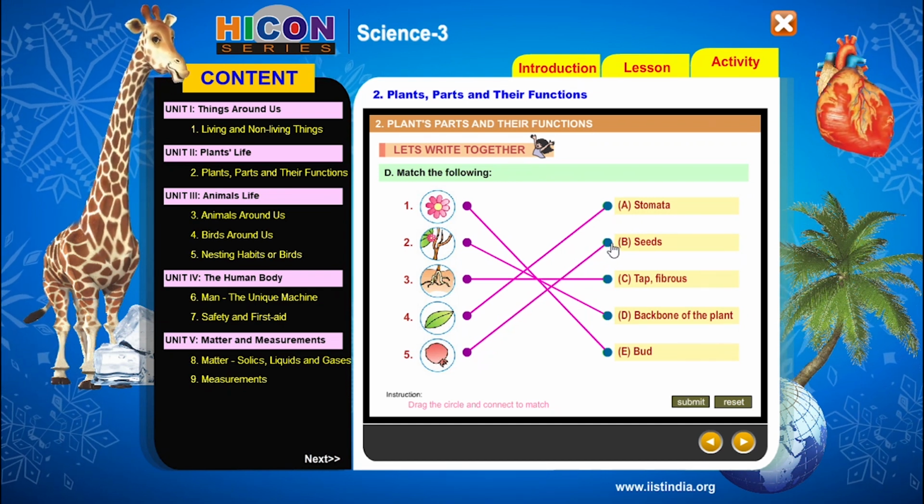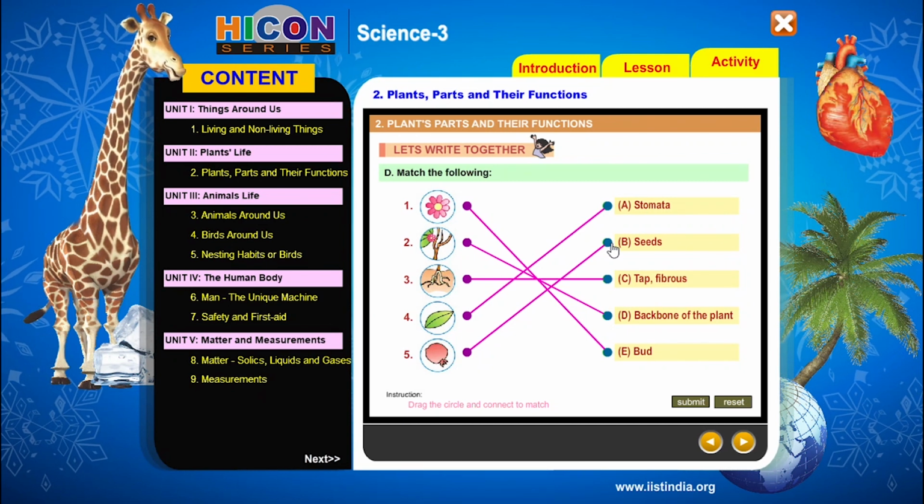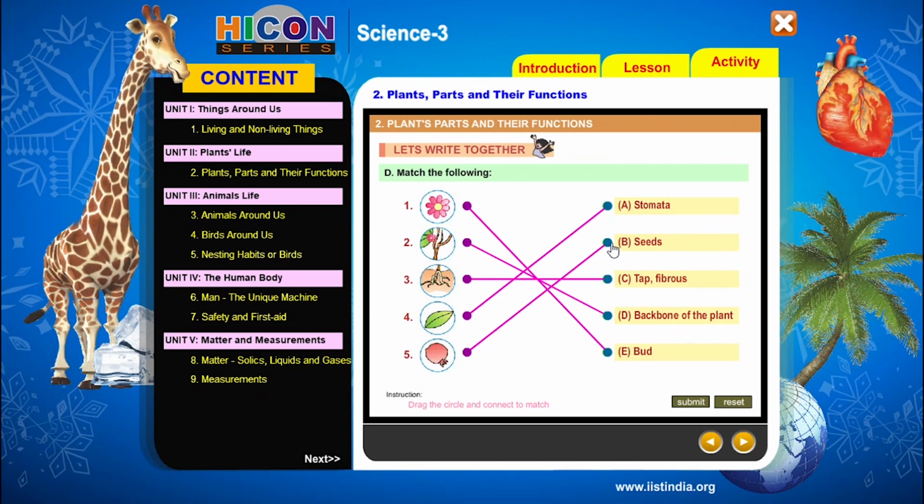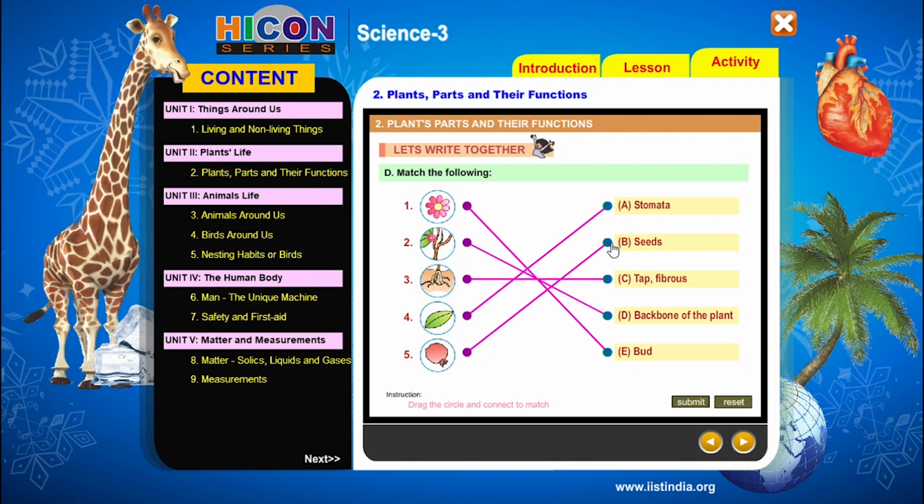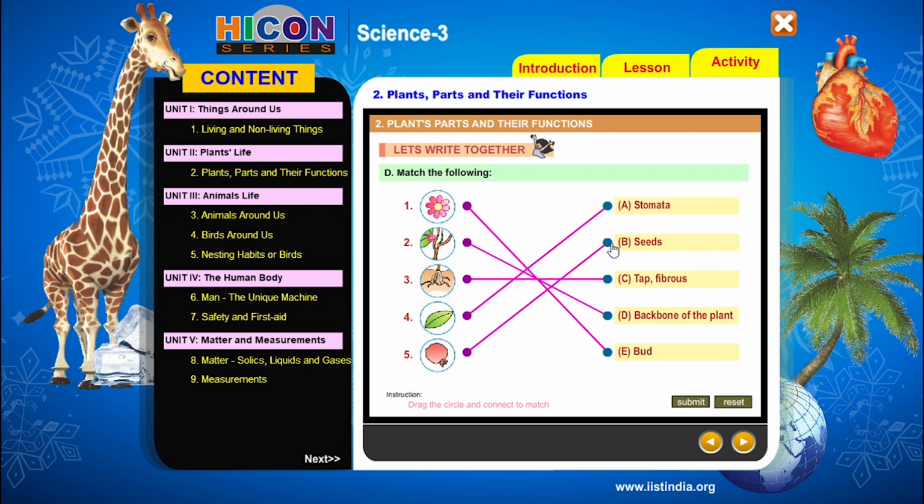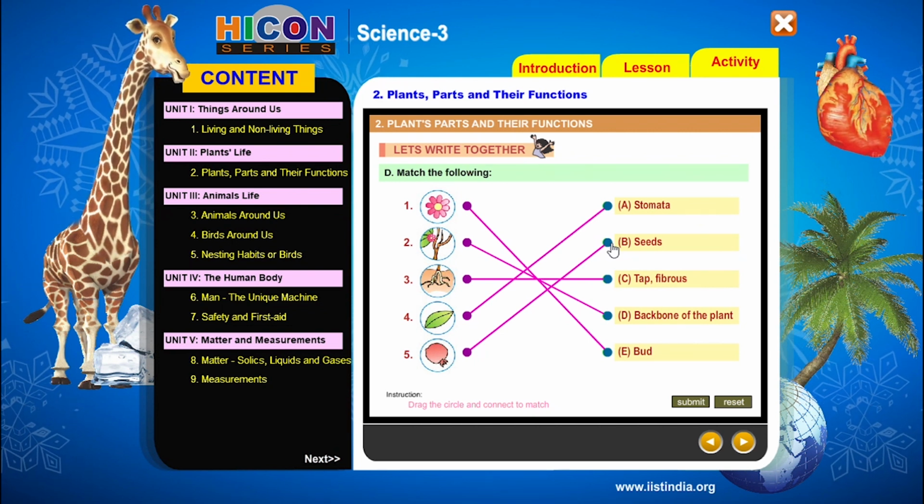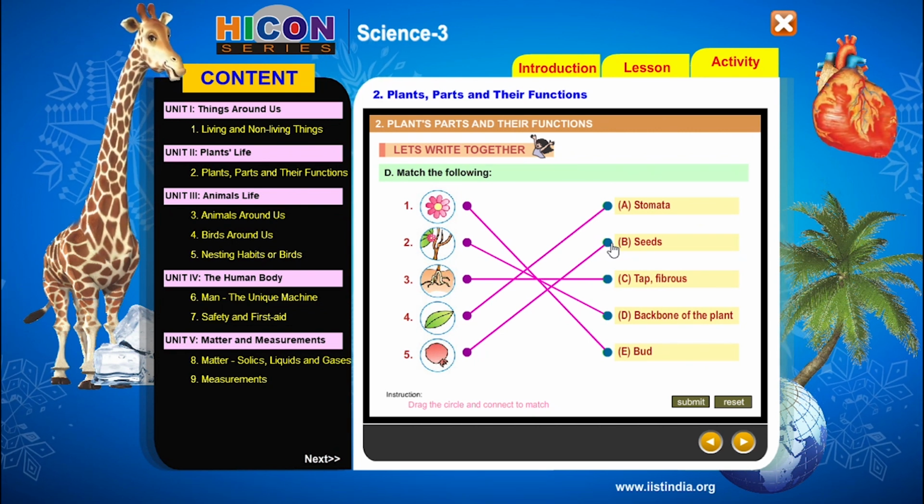So the first one represents a flower. Flower will come from bud. And the second one represents a stem and branches. So these are the backbone of the plant. That means they make the plant grow upright and they do not let the plant bend. That way they are called the backbone of the plant.